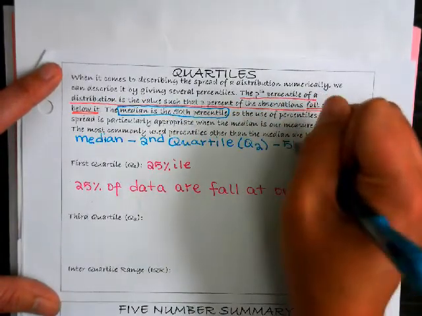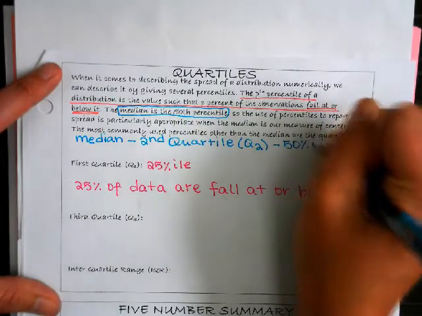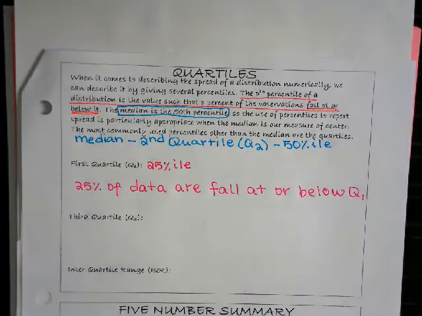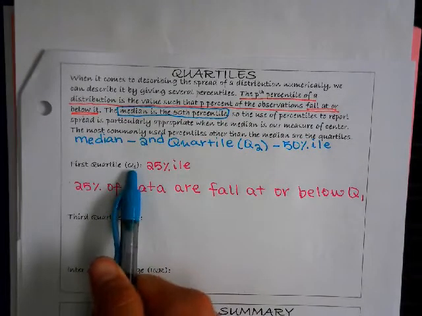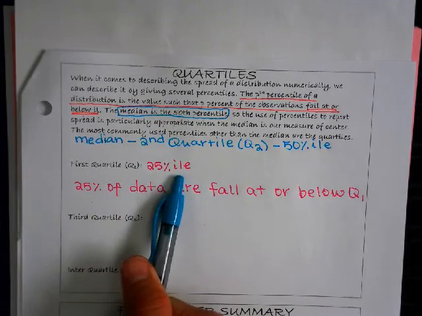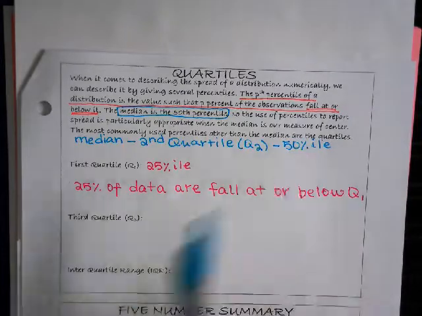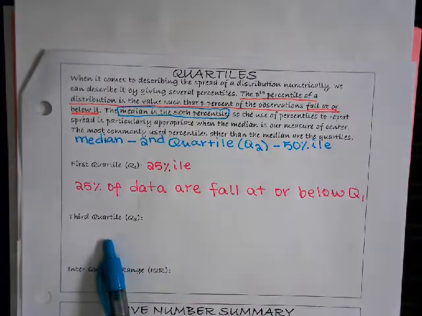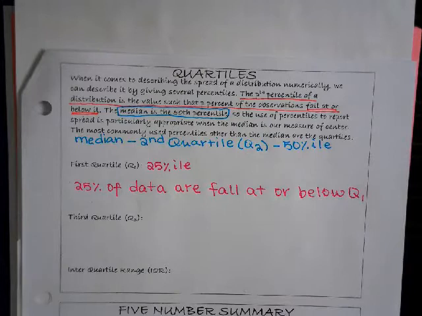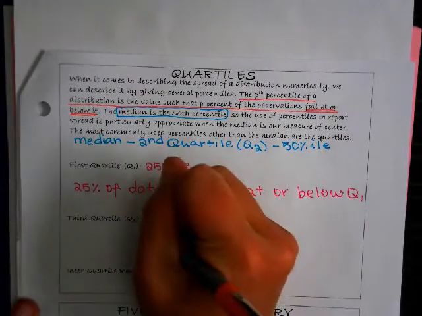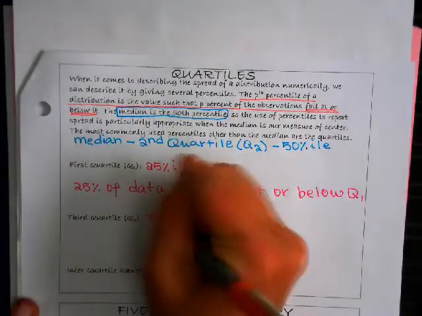So quartile 1, 25th percentile. Median, 50th percentile. So the third quartile, or Q3, would be what percentile? 75. So 75% of the data falls at or below Q3.